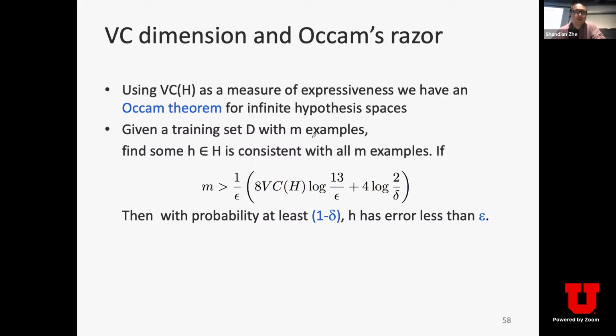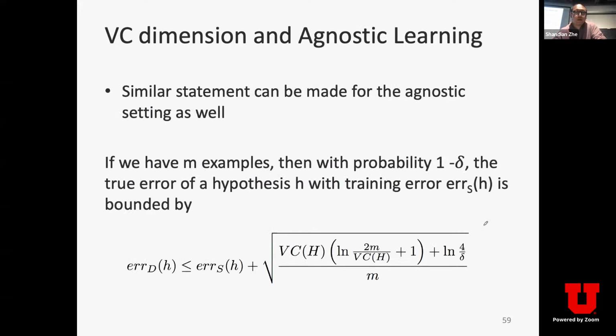Given a training set D with M examples, if we're using a consistent learner, that means you have zero training error guaranteed, then we claim that if the number of training examples is bigger than this quantity, then with probability at least 1 minus delta, your learned hypothesis will have true error less than epsilon. And we can make a similar statement for agnostic learning, but here we just list the generalization error bound.